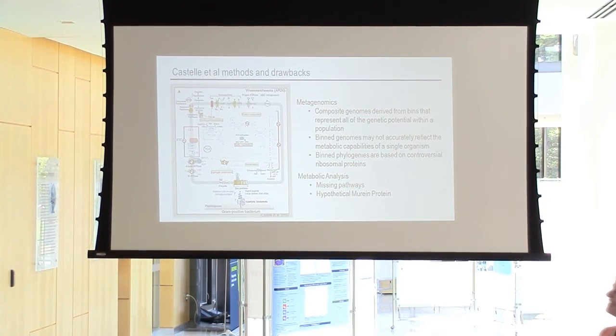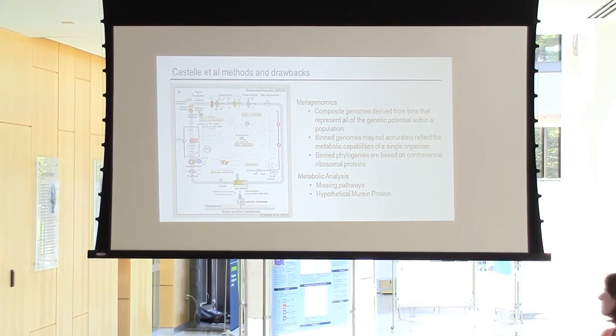Genomes from metagenomes are composite genomes that are representative of all of the genetic potential within a population. And this comes with several issues. Anytime that you combine several organisms into one picture, you're going to lose the natural diversity and divergence of those individuals. And so their phylogenies and metabolic capabilities that come from metagenomes might not accurately portray individuals. Furthermore, metagenomes often use controversial ribosomal proteins for their phylogenies.